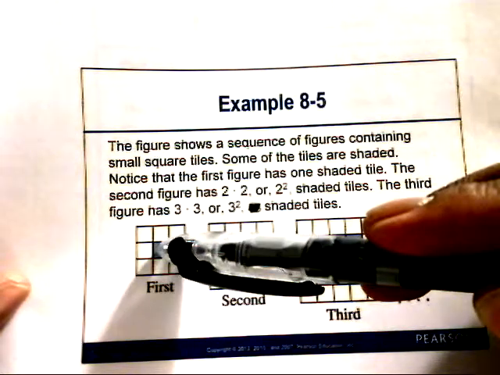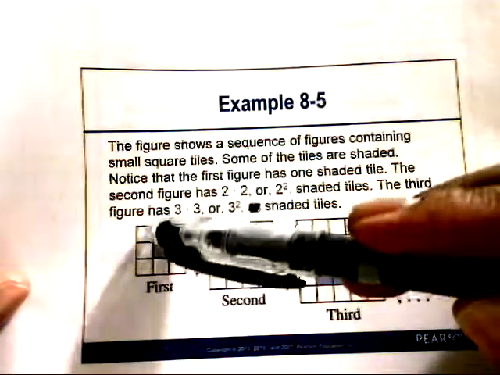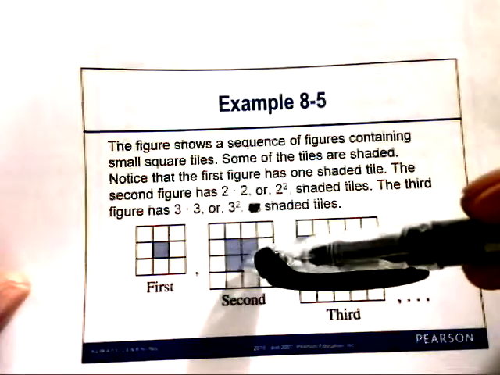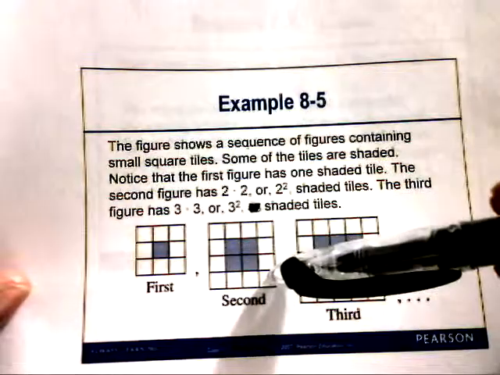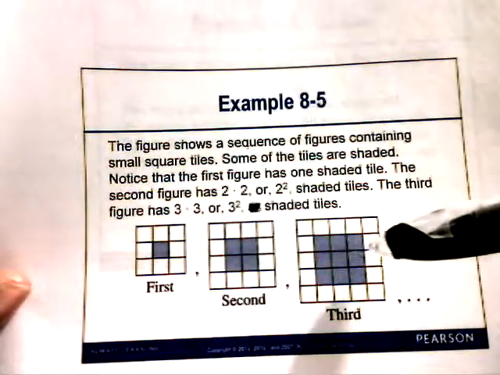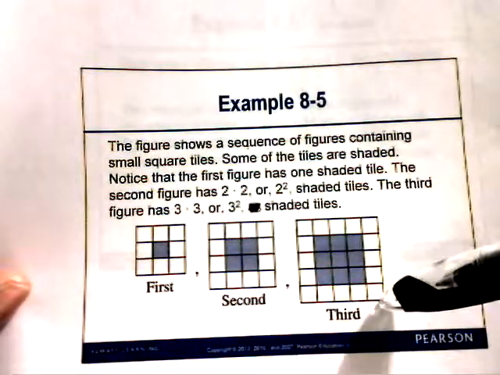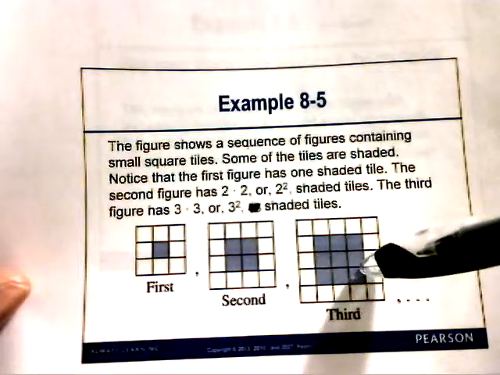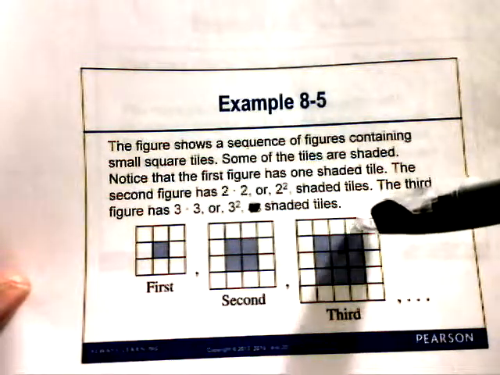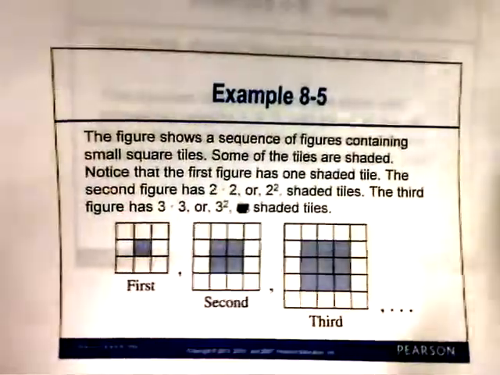One of them is shaded. So 9 minus 1 will give you the 8. In this case, we got 16 tiles. 4 of them are shaded. 16 minus 4 would be 12. This one has 25 tiles. 9 of them are shaded. 25 minus 9 will be 16.